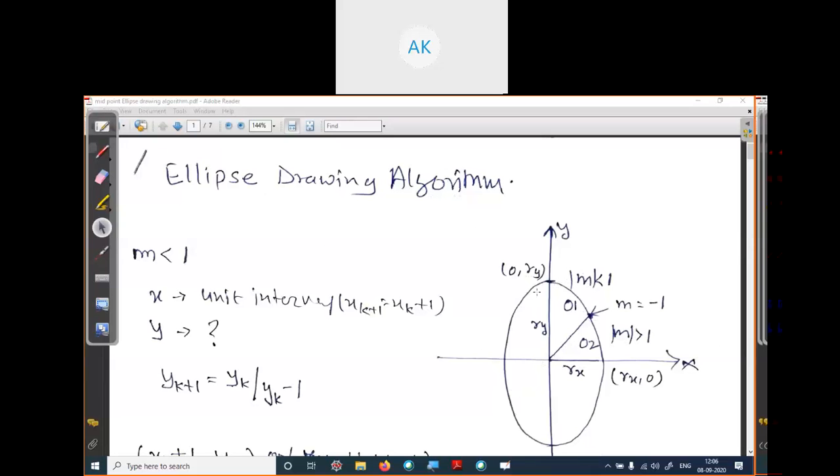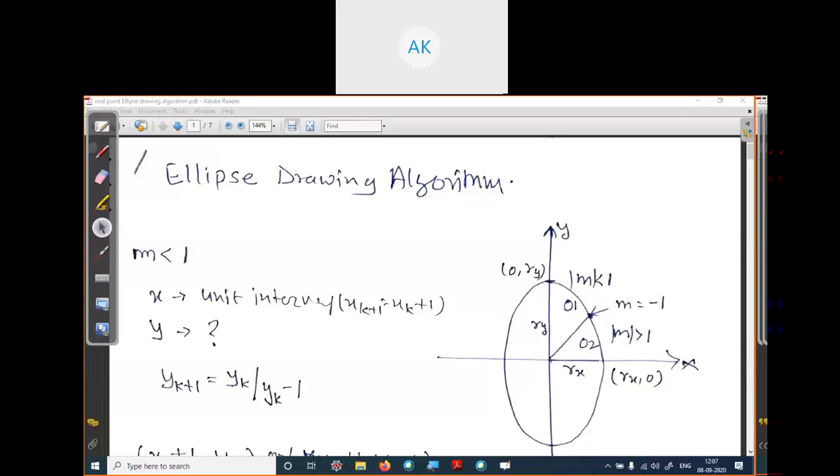As you know, the property of a circle is that it is equidistant from its center. But an ellipse has two radii, one along the x-axis and one along the y-axis. So how can we divide this quadrant into two parts?